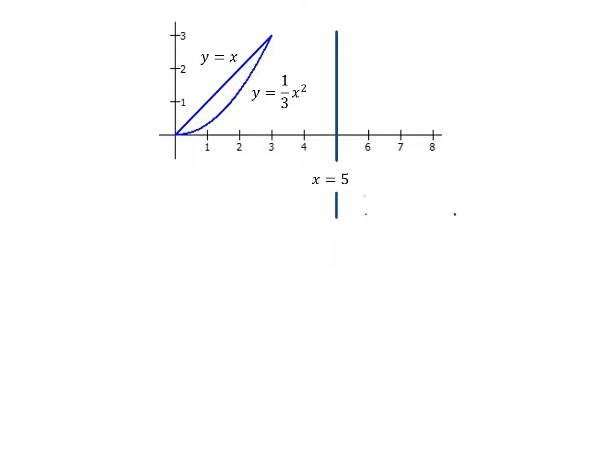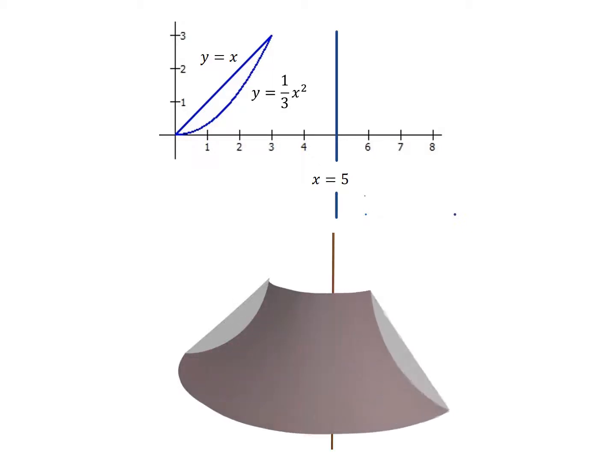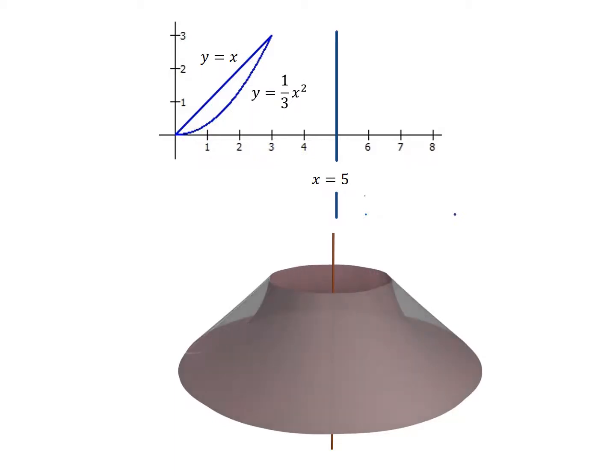Okay, in this illustration we see the region here, and it's bounded on its left by y equals x, and on the right by y equals 1/3 x squared. And also here we see the line x equals 5, which is the vertical line that we want to rotate the region about to get a solid. So I get this kind of interesting solid here. Its outer part is a frustum of a cone, and the inner part is a hollowed out volcano-like region.